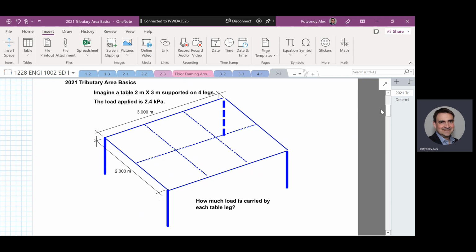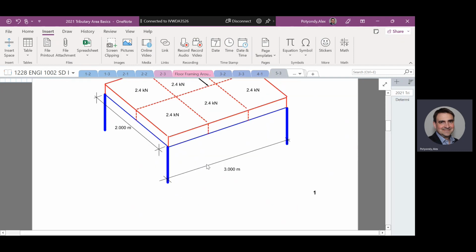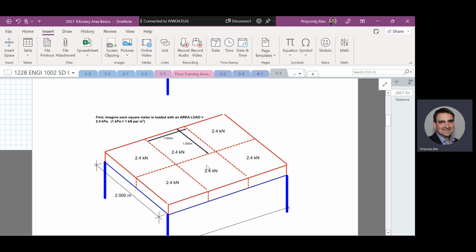Let's take a look at a real simple example, just a regular table that's 2 meters by 3 meters. The load applied to this table is 2.4 kPa. I have it dimensioned here in an isometric view, and the blue vertical lines are the columns. We have 2 meters by 3 meters, and I even put in dashed lines to show the breakout of the different 1 meter areas. So if I put 2.4 kilonewtons per square meter, 2.4 kPa, that's the same as putting little boxes on top of my floor that are 1 meter by 1 meter, and each weigh 2.4 kilonewtons. That's what I'm showing there.